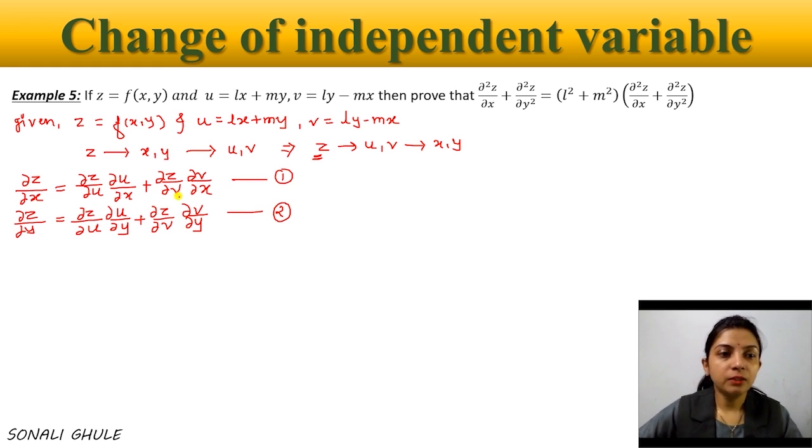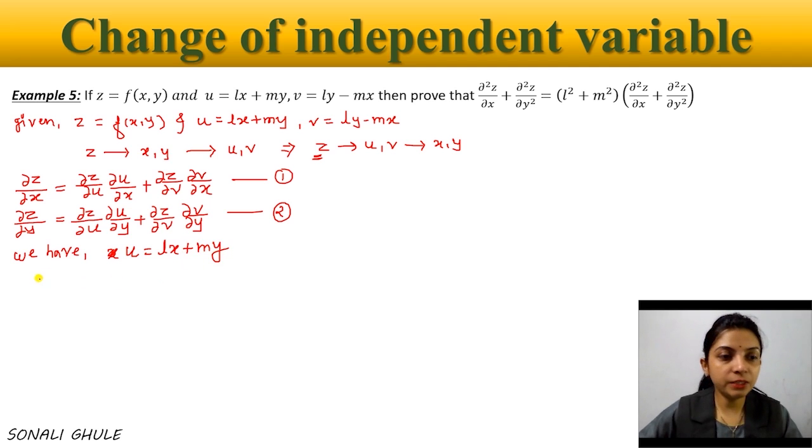Now to find these two values of z with respect to x and y, I have to find all these partial derivatives, right? But we don't have z in terms of x, y, so wherever there are derivatives of z, they will be as they are. So we have to differentiate u and v now with respect to x and y. First of all, we are going to use the first value, for u. u is equal to lx plus my.